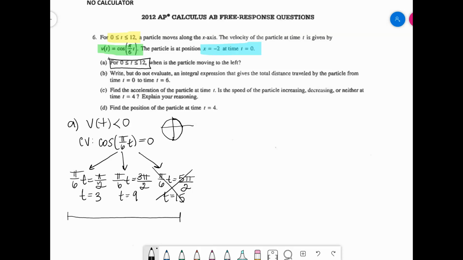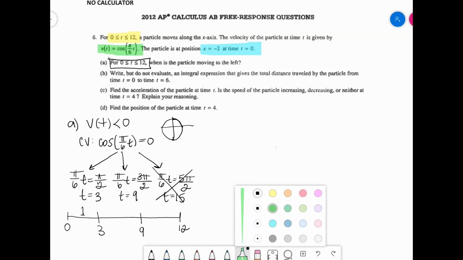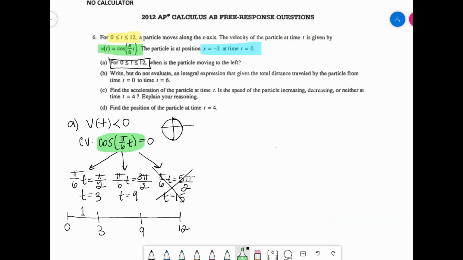I'm going to draw my number line going from 0 to 12. I'm going to put a 3 in here and a 9 in there. All right, now we're going to test the values. So a good test value there is the value of 1. So we're going to plug back into the velocity function to determine what is cosine there. So if I plug a 1 in place of t, I get cosine of pi over 6. Pi over 6 is 30 degrees, so that is going to be in quadrant 1. In quadrant 1, all the functions are positive, so cosine will be positive there.